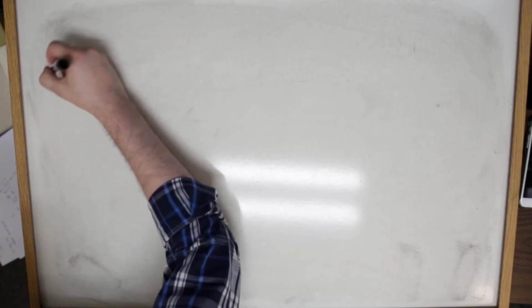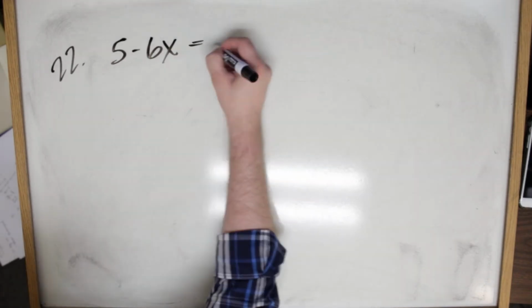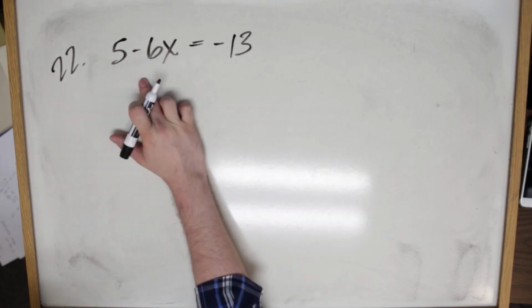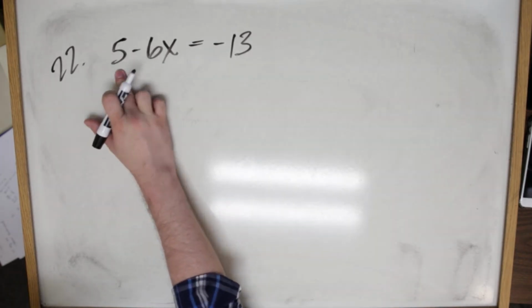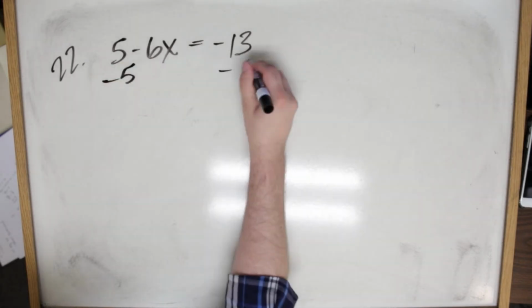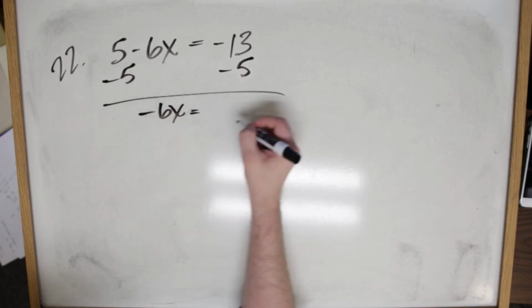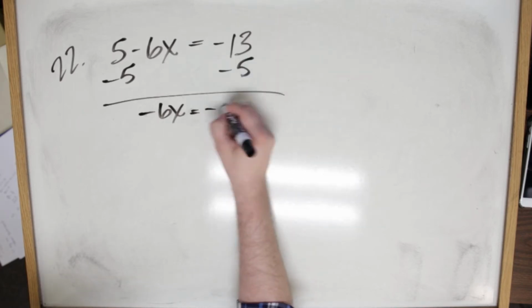All right. Let's do 22. 5 minus 6x is equal to negative 13. Okay? So again, we want the variables on one side and the numbers all on the other side. So we have a plus 5 right here. I am going to subtract 5 from both sides. So minus 6x is equal to minus 13 minus 5. Careful. This is actually the same as a minus 18. Okay?